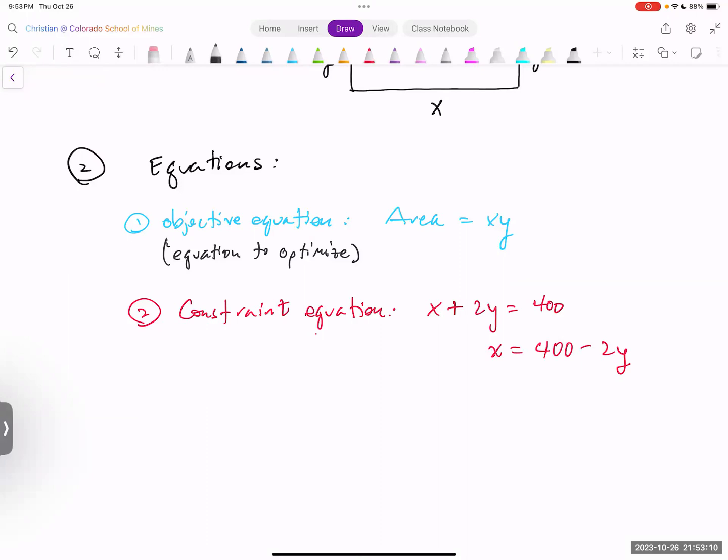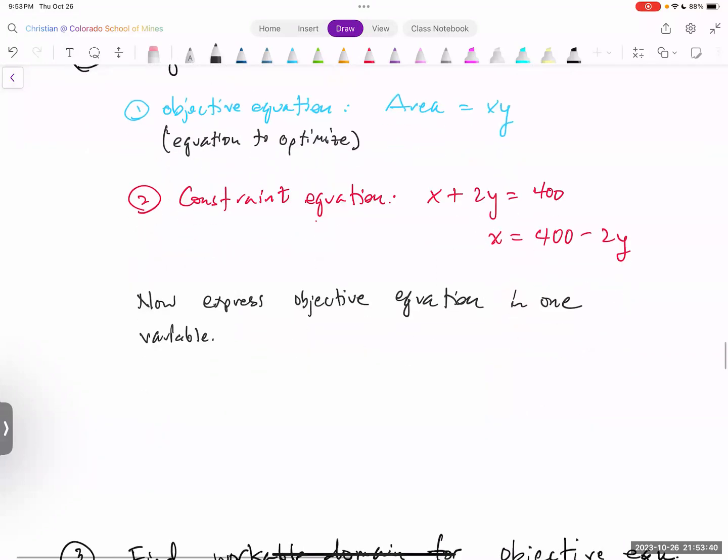With our objective equation, we're going to want to express it in one variable. That could be in terms of X or Y. Let's make it in terms of X. So let's write area in terms of X.